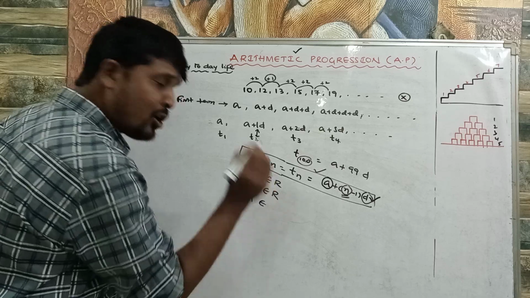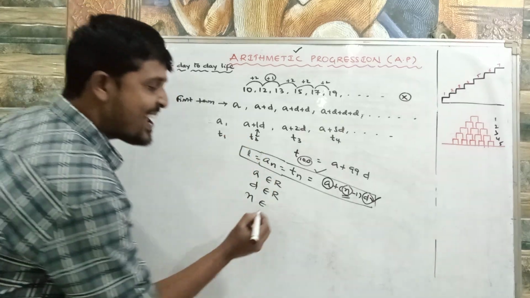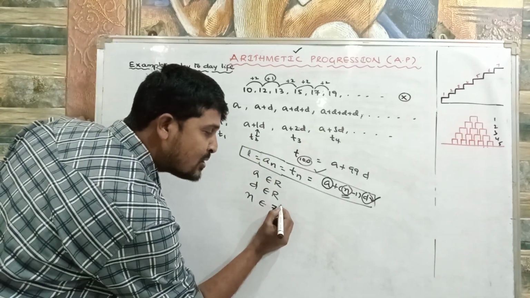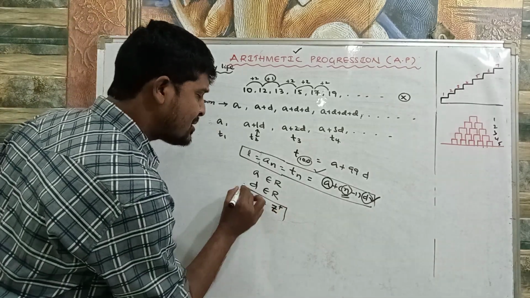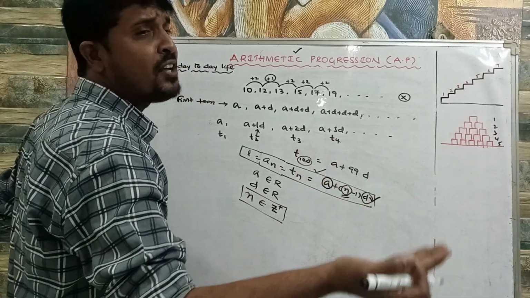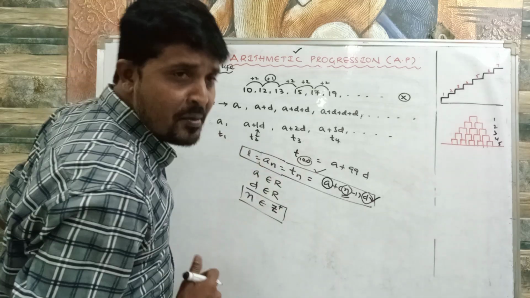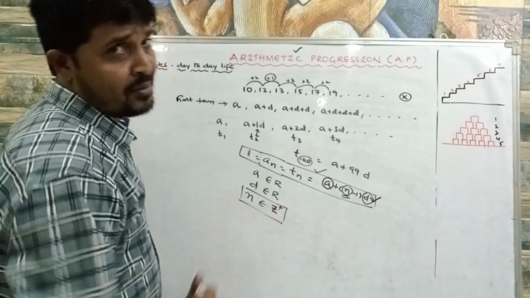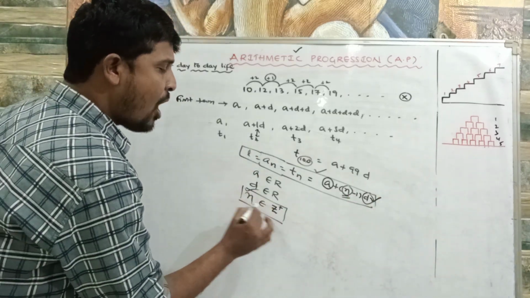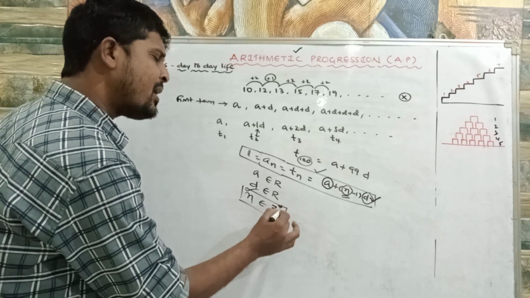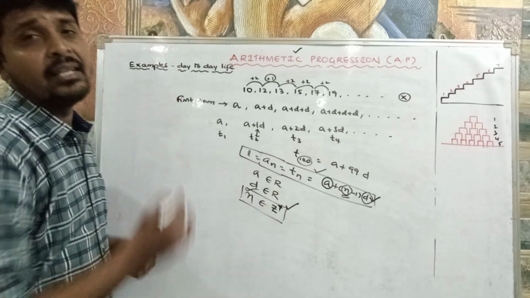N cannot be a real number. N is only a positive integer, because you can say 10th term, you can say 15th term, but you can't say root 2 term, or 10 and a half term. So n should always be a natural number, or you can say a positive integer.